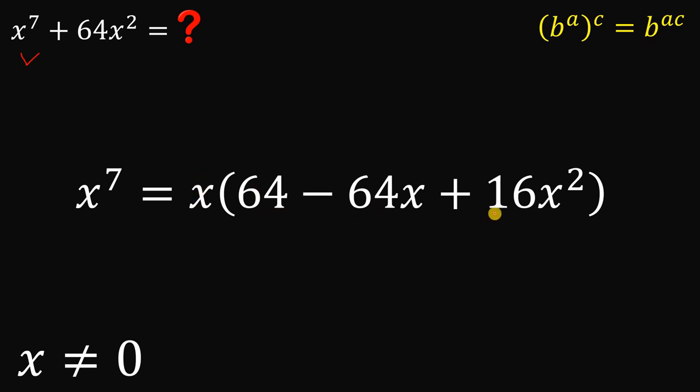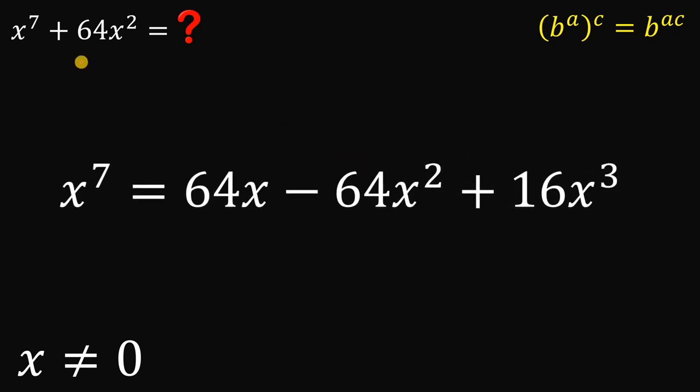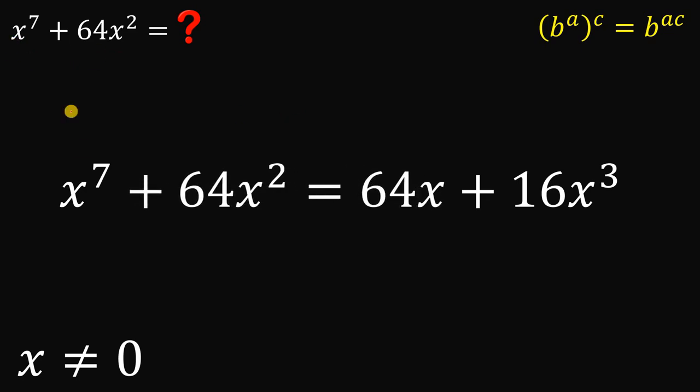And x multiplied by 64 minus 64x plus 16x squared will give us 64x minus 64x squared plus 16x cubed. Now, notice that we also want positive 64x squared right here. So let's add 64x squared on both sides. So now, we have x raised to 7 plus 64x squared. This is what we want.